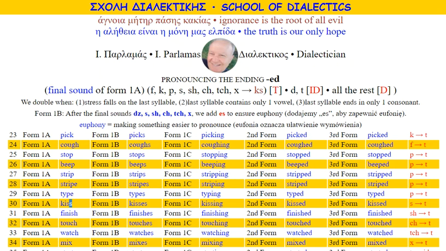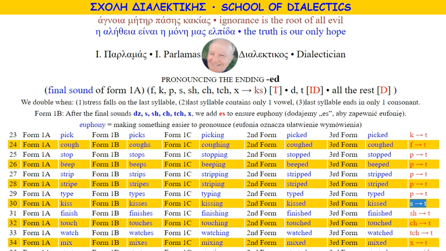Kiss, final sound S. So it's pronounced like a T. Kiss, kisses. So here we have euphony, okay? Because look, we have euphony here. We have euphony everywhere, but here we must achieve euphony by adding es, okay? So kiss, kisses, kissing, kissed, kissed. S, and the ending ed is pronounced as t.